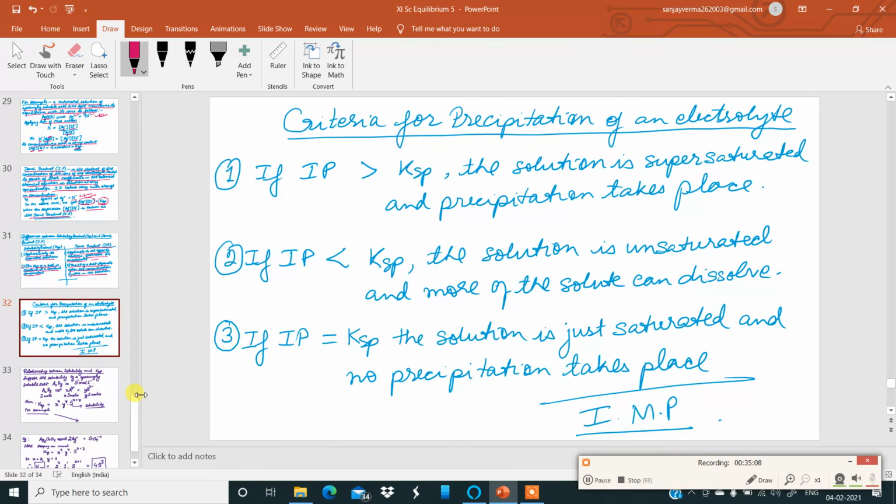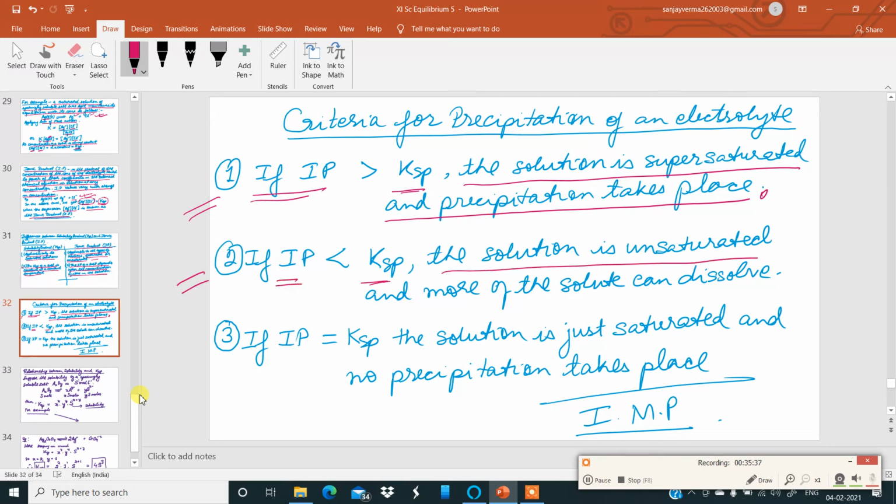Now, a very important criterion for the precipitation of an electrolyte, whose knowledge we can use in qualitative analysis during the identification of cations by using the group analysis chart in your practical chemistry. If ionic product is greater than solubility product, the solution is supersaturated. Learn this, and precipitation takes place immediately. Otherwise, if ionic product is less than solubility product, the solution is unsaturated and more of the solute can be dissolved in it. So there is no precipitation.